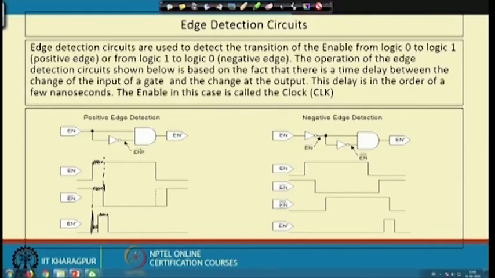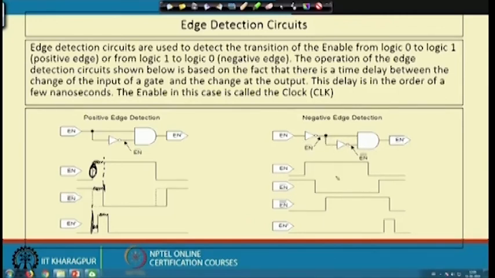But anyway, by using this circuit, I can detect the precise time at which this transition has occurred from low to high. Similarly, if you want to detect a high to low transition, then we can make the circuit like this. This enable line is inverted and there is another inversion.